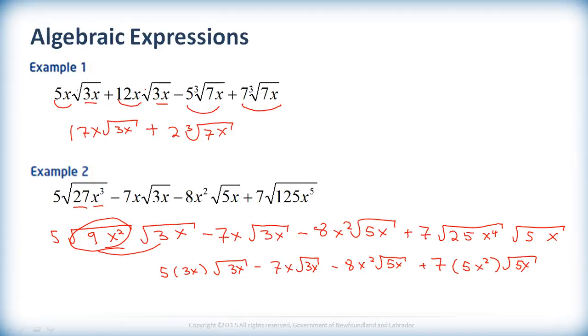Okay, so over here we've got 15x and 7x, so that makes a positive 8x times the square root of 3x when we combine those like terms. And then on the other one we both have a square root of 5x, so we've got a negative 8x squared and a plus 35x squared altogether, so that's going to make a positive 27x squared when we add those together times the square root of 5x. And since we don't have any more like radicands, that's as far as we can go with that.